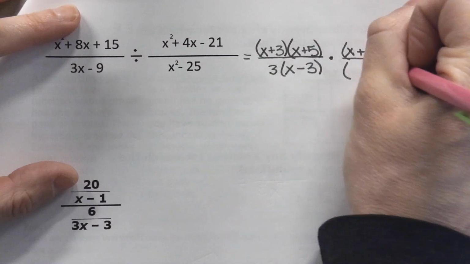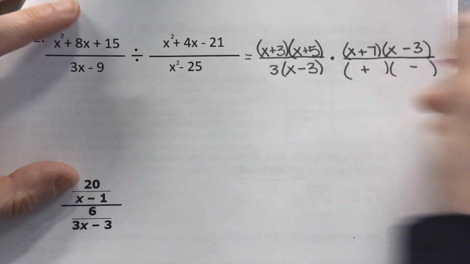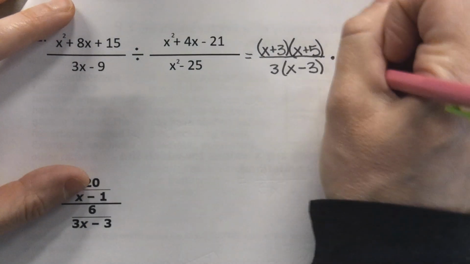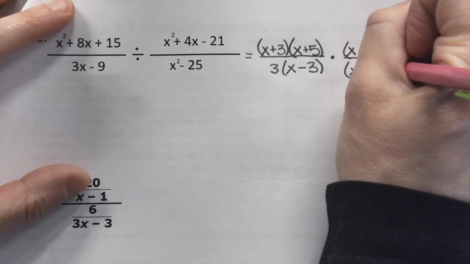In the bottom, I have a difference of perfect squares. Remember, we get a plus sign and a minus sign for those. If I square root x squared, I get x. And if I square root 25, I get 5.